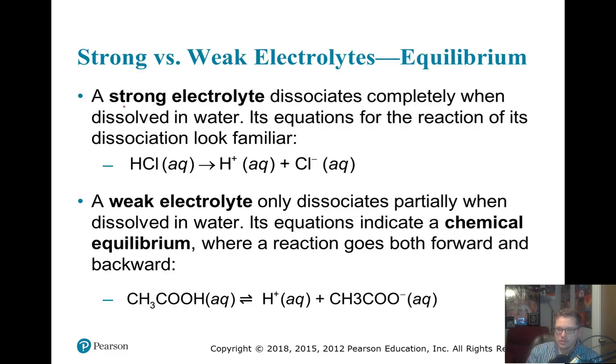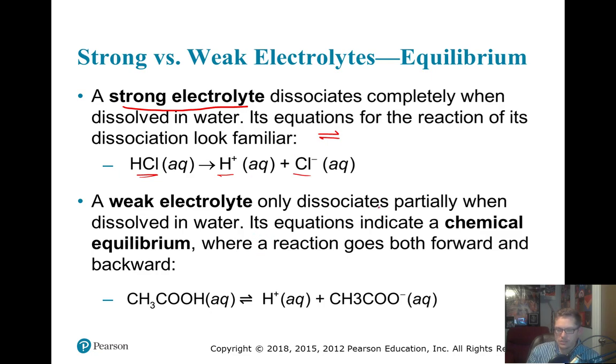A strong electrolyte always dissociates completely when dissolved in water. Now, if you remember back to Chem 1, we learned about how we can have reactions that go one way versus the other, and you can have a back and forth trade. We call that being at equilibrium, and we use that arrow to represent the forward reaction and the reverse reaction. The same kind of thing happens here. We've got HCl dissociating into H plus and Cl minus. HCl is a strong acid, so it's a strong electrolyte, and it dissociates completely.